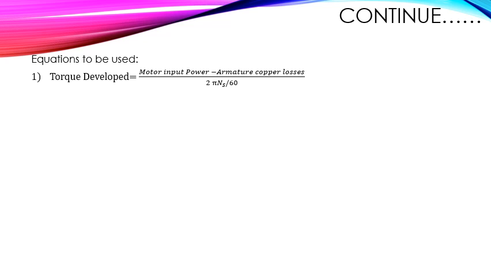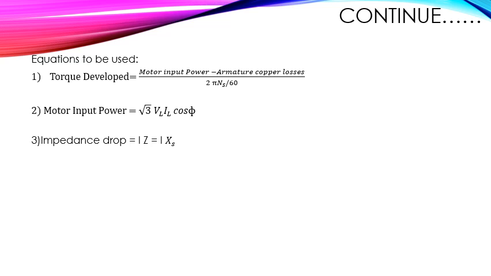Now we'll see the equations to be used. Torque developed is equal to the ratio of motor input power minus armature copper loss divided by 2 pi Ns divided by 60. Here we are taking the synchronous speed in RPS, that's why we divide the synchronous speed by 60. Then motor input power is equal to root 3 VL cos phi. Then impedance drop equal to IZ, and that is equal to IXS, because here armature resistance is neglected, that's why the impedance is equal to the synchronous reactance.